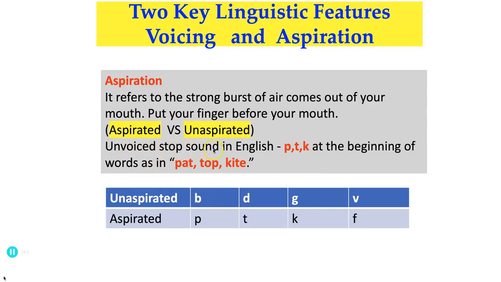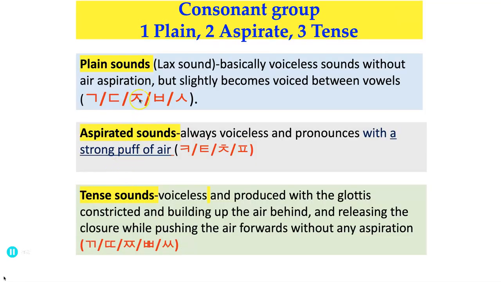So unvoiced stop sounds in English are like p, t, k, like when you say words such as pa, ta, ka. This kind of aspiration is observed in Korean. So you have to understand the basic things. In Korean, the consonant group, as I said, has three types. The plain sounds are basically voiceless sounds without air aspiration. The plain sounds: 그, 드, 즈, 브, 스.